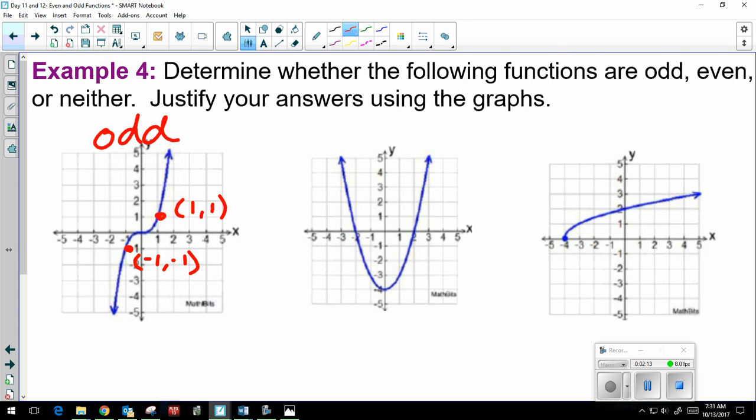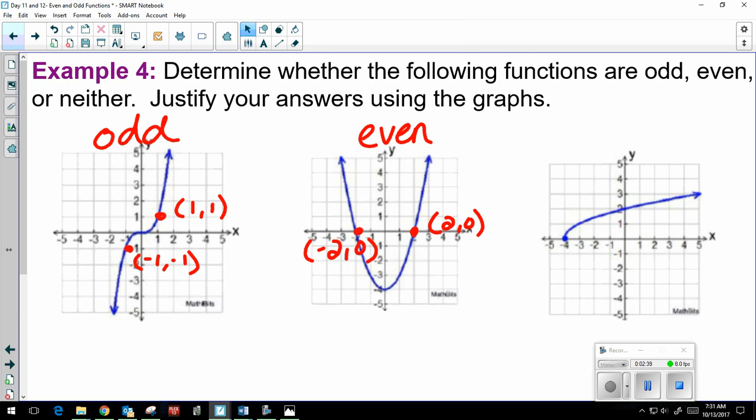Is this an even, odd, or neither? Well, do I have symmetry over the y-axis? If I take this picture and I fold it in half along that y-axis, do I get the same picture? And I do. And you can check it with the points as well. This is the point 2, 0. This is the point negative 2, 0. So this is even.